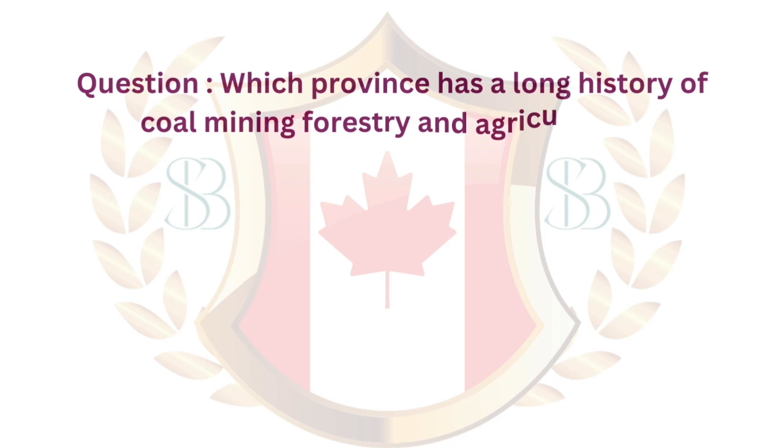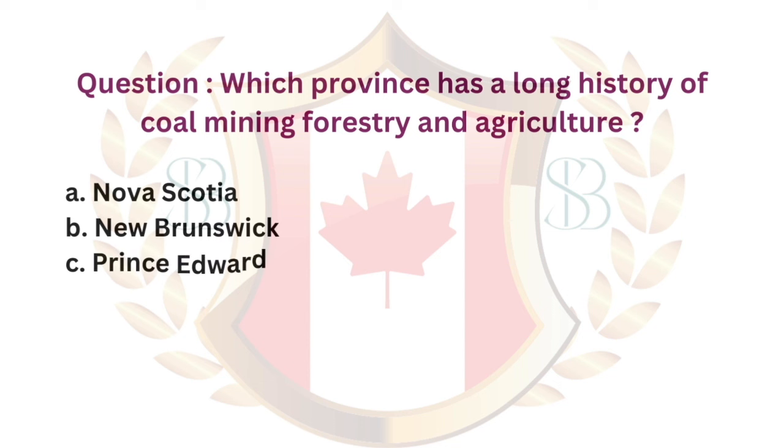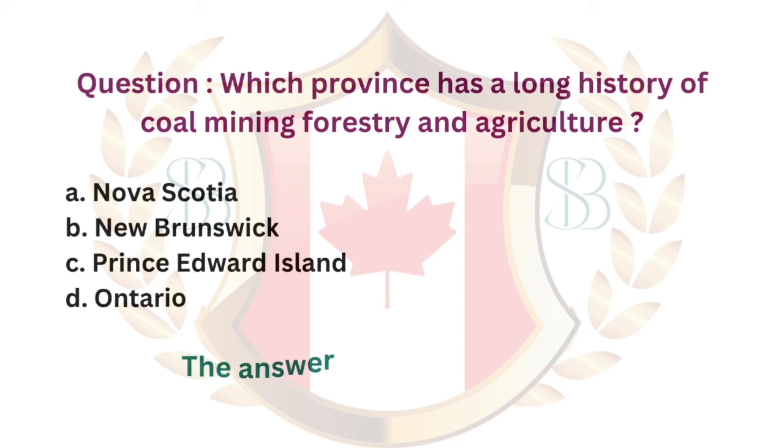Question. Which province has a long history of coal mining, forestry and agriculture? A. Nova Scotia. B. New Brunswick. C. Prince Edward Island. D. Ontario. The answer is A. Nova Scotia.